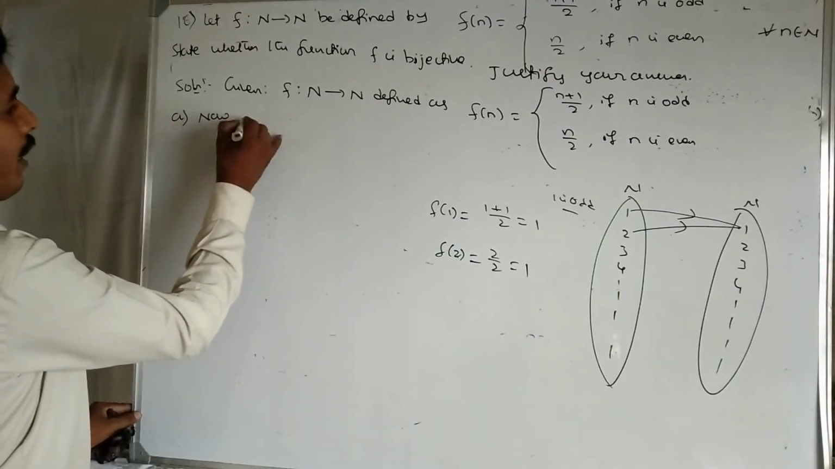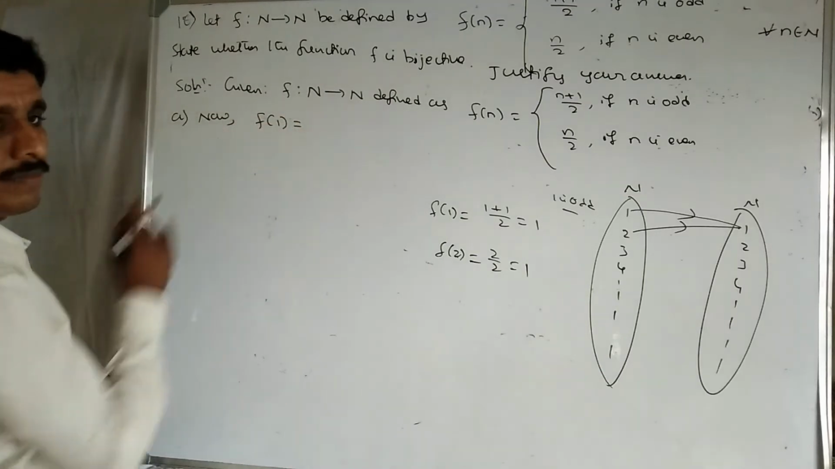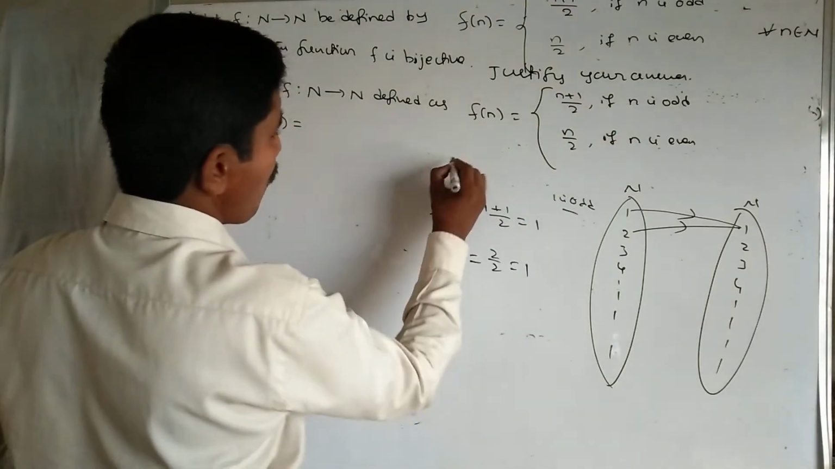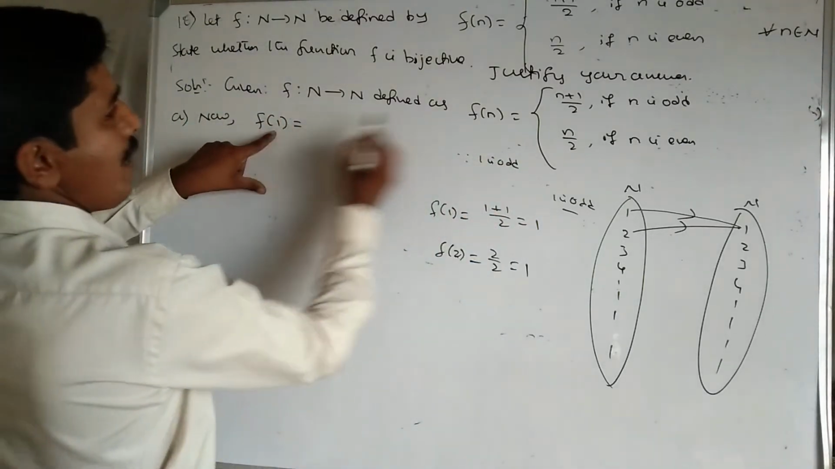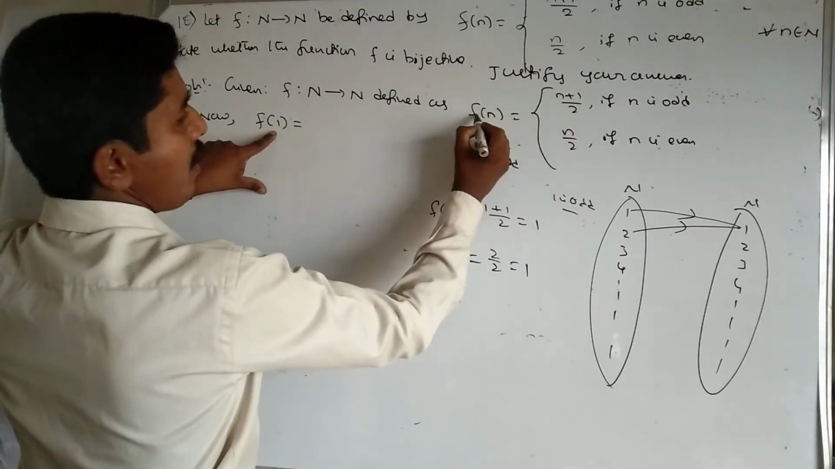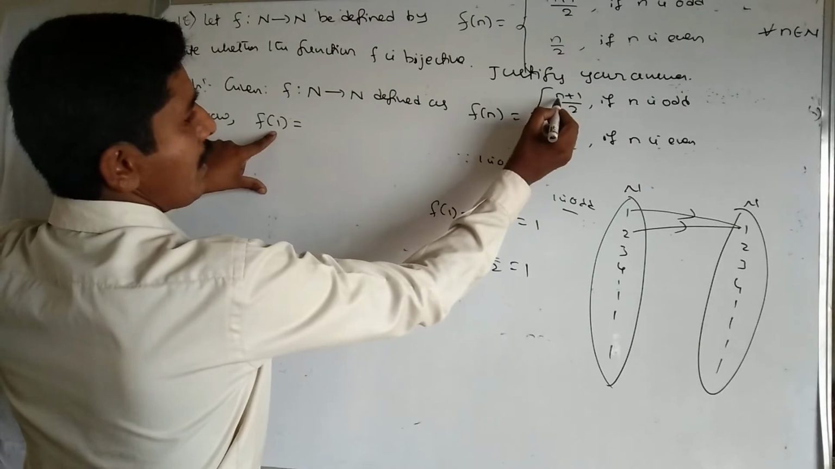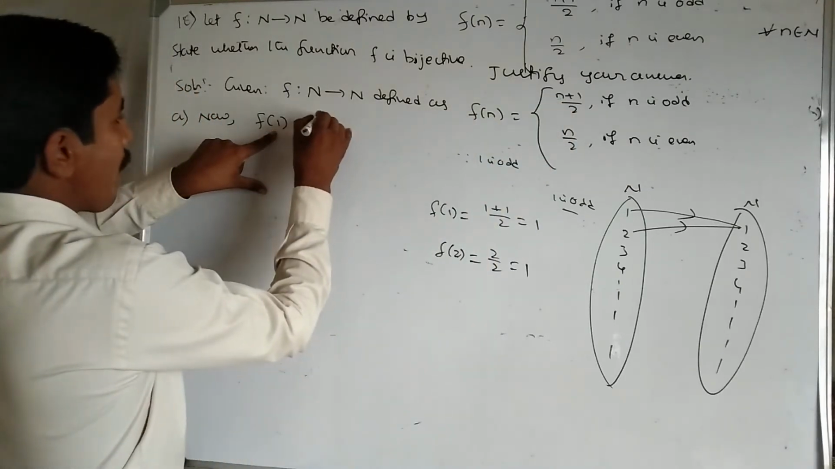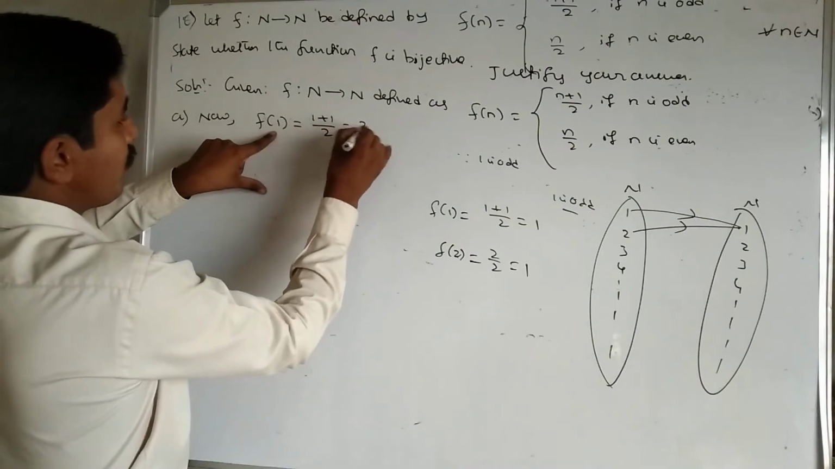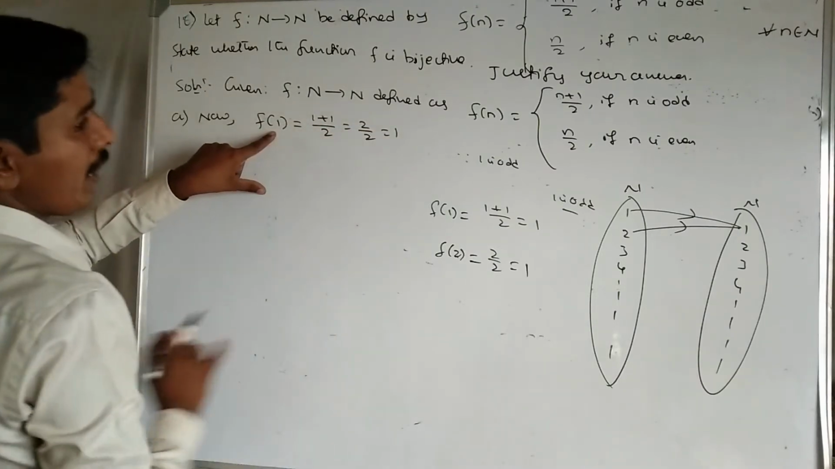Directly, I am taking f(1) here. 1 is an odd number, correct. Clearly, since 1 is odd, f(1) equals the range value (n+1)/2. Substituting 1 directly gives (1+1)/2, which is 2/2, which is 1. Correct.